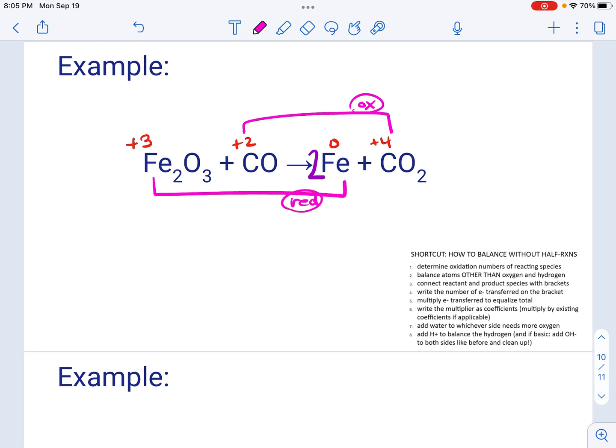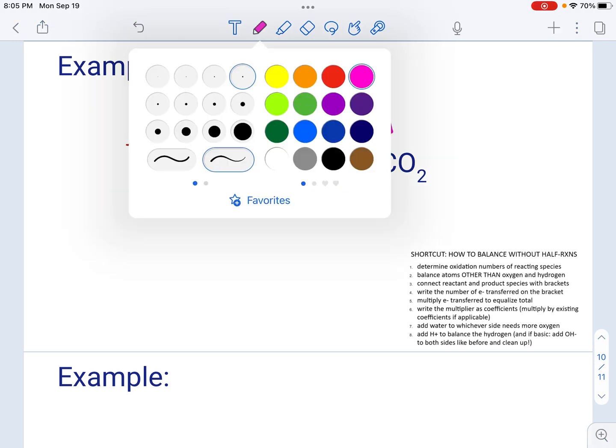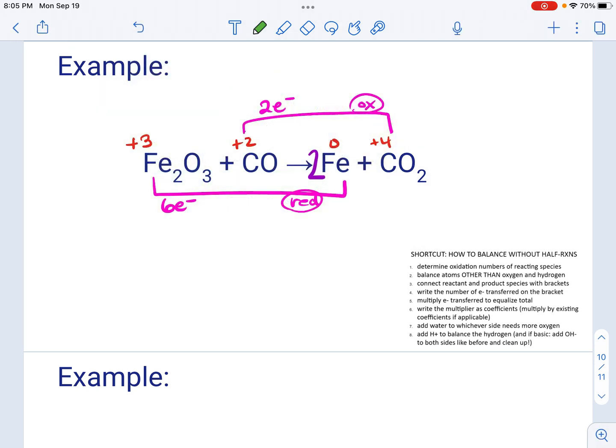I'm going to write the number of electrons that were transferred. I'm going to start with the carbon, it's easier. From plus 2 to plus 4, that's a difference of 2 electrons, and I'm going to write that on the bracket. The iron is from plus 3 to 0, but there are 2 iron doing that. So 3 times 2 is 6 electrons, and I'm going to write that on the bracket. I need to come back in and multiply the number of electrons in each to match.